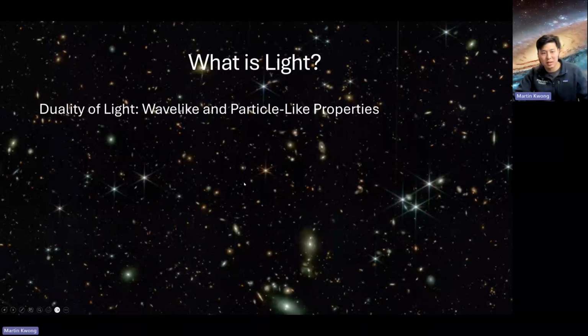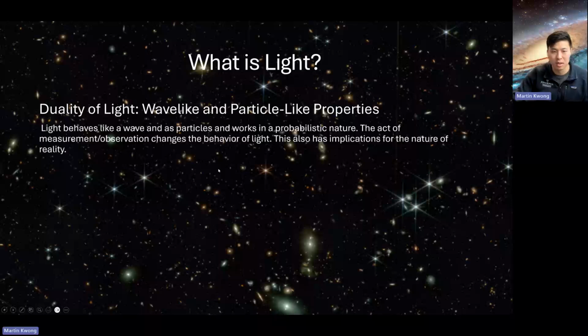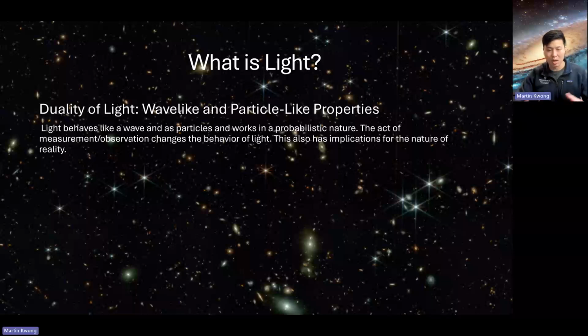So this gets into the duality of light. Light is wave-like and particle-like. Well, the particles themselves are particle and wave-like, right? That's fundamental. And so light behaves like a wave and as particles and works in a probabilistic nature. We do not know where the photon is until we try to observe it or measure it, and then it collapses into its state.